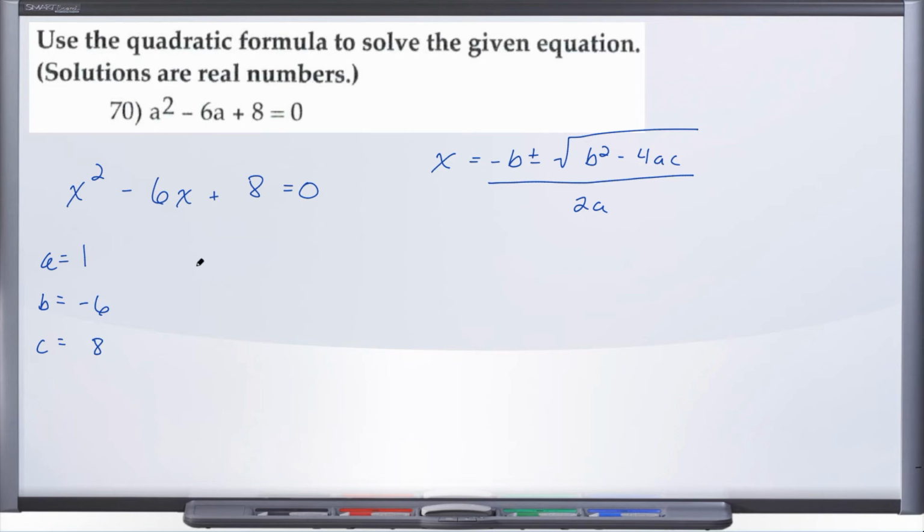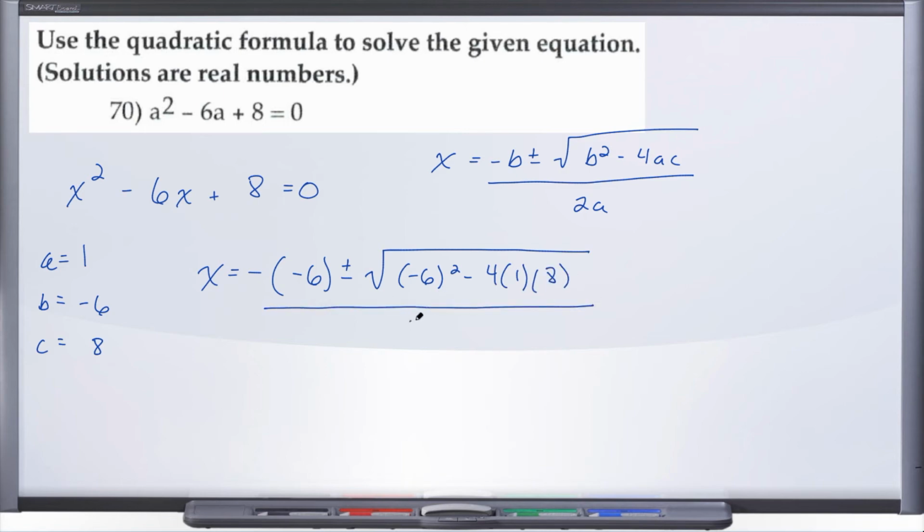So now we're going to have x equals negative, and now we're going to plug in b. What's b? Well, negative 6 plus and minus the square root of b squared minus 4ac divided by 2a. All right, so x equals, well, negative, when we distribute this through, we're going to get a positive 6 plus and minus the square root of negative 6 squared is 36. And here we have negative 4 times 1 is negative 4. Negative 4 times 8 is negative 32 all over 2.